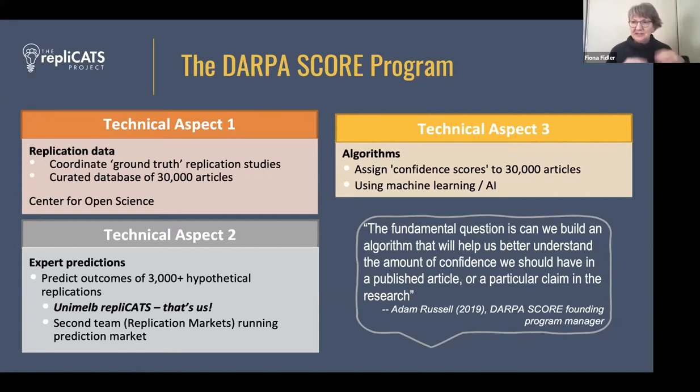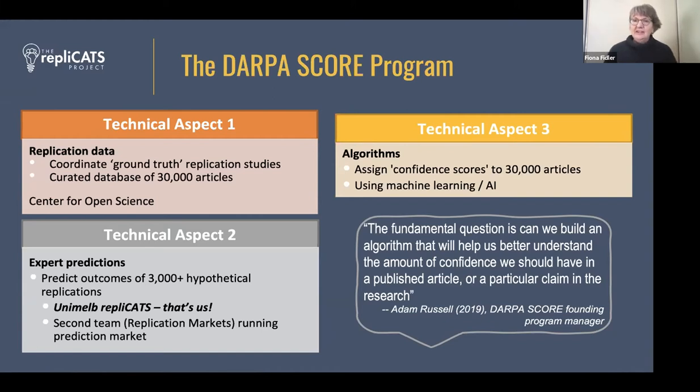They're doing a lot of other things for this project as well, but that will be my focus today. Technical aspect two is where the Replicats project sits. And this is about eliciting expert predictions about the outcomes of hypothetical replication studies. So Unimel Replicats, that's us. There was a second team in the first phase of this program in this technical aspect called Replication Markets, and Anna, who is speaking after me, will talk a little bit about that, amongst other things.